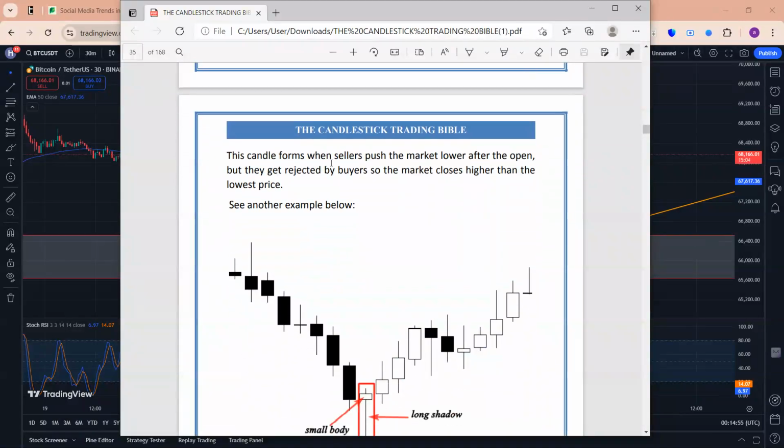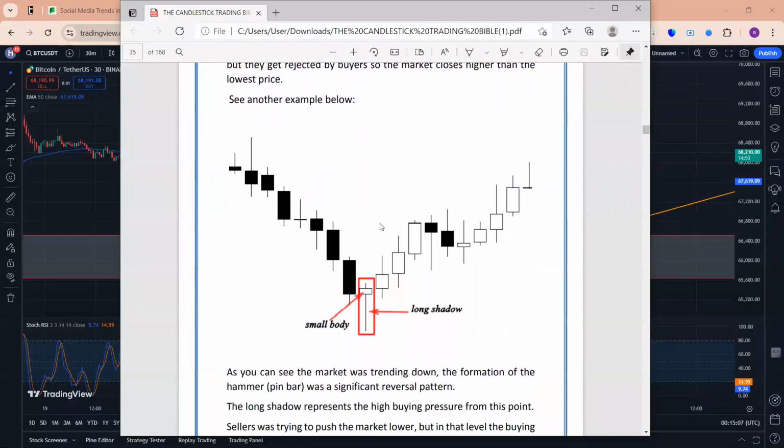This candle forms when sellers push the market lower after they open, but buyers get it higher, so the market closes higher than the lowest price. You see another example here. This is the hammer candle. You can see the price is going down. When you get to the hammer candle, when you get to this place, they try to push it down, but the seller rejected it and pushed it back up. And immediately you can see that the price reverses and begins to move up.